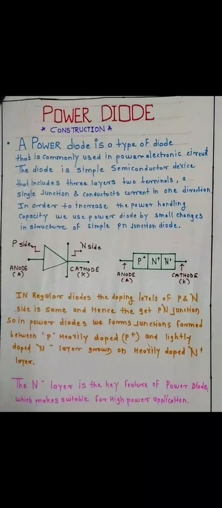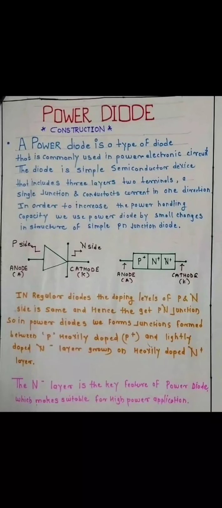So the power diode has three layers: P plus layer, N minus layer and N plus layer. The upper layer is a P plus layer and it is heavily doped. The lower layer is an N plus layer and it is also heavily doped, and the middle layer is the N minus layer, which is lightly doped. The heavily doped upper and lower P plus and N plus layers are called terminal layers. The terminal layers are always heavily doped to increase the conductivity of the device.